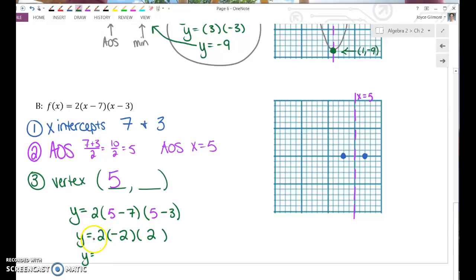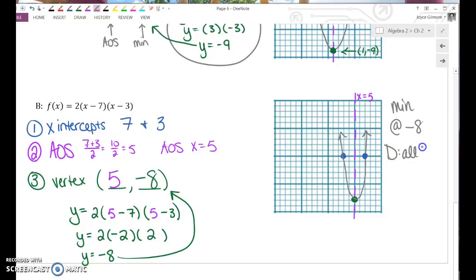This is where the 2 in front, finally we have to do something with it. We have to do 2 times -2 times 2, which would be -8. So the y value of our vertex is -8. Does this parabola have a maximum or a minimum? Minimum. What is the minimum value? The domain, that's easy, all real numbers. Y is greater than or equal to -8.